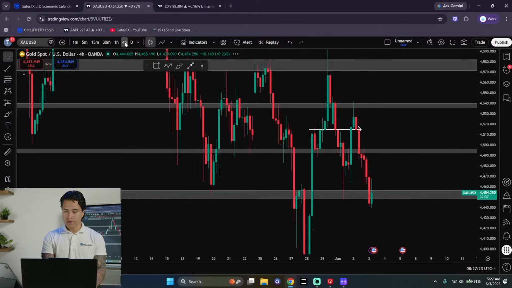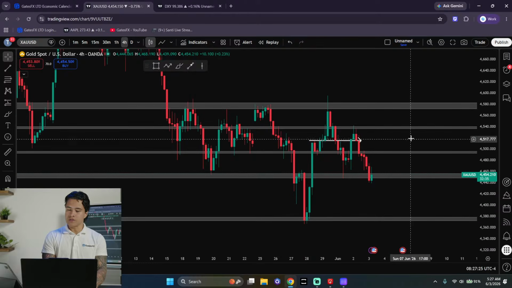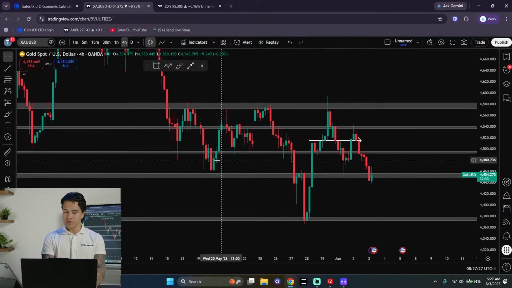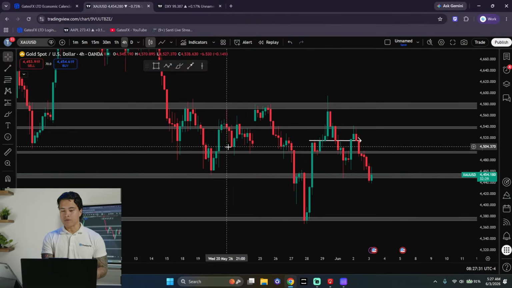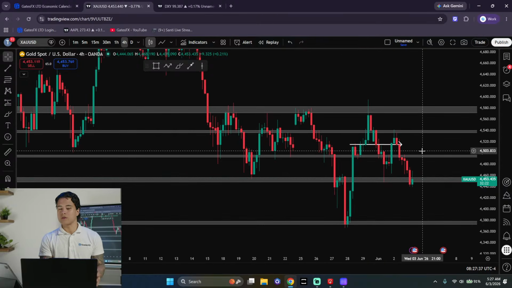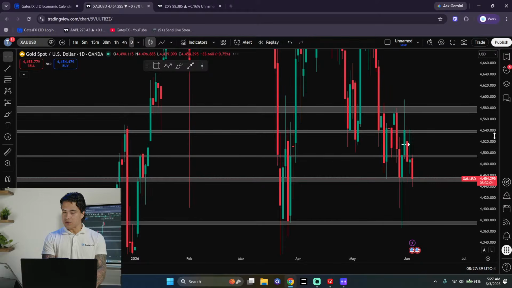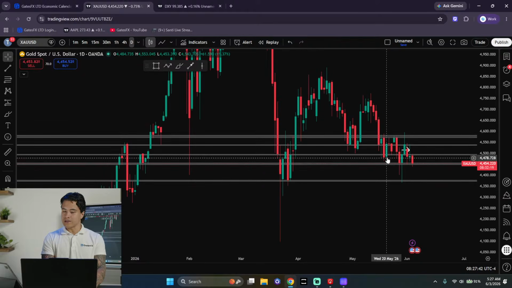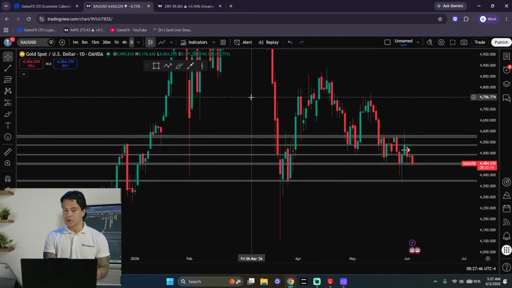Like if I zoom out really quick, 4500 is an area, like right here, the 4500s. It's an area that we've gone to a lot of times, whether we've gone there and bounced or whether we've gone there and pushed through it. We've gone there a lot of times, those 4500s. We've talked about that area a lot. Also on the daily time frame, the 4500s, it was an area of support that we were using, right?